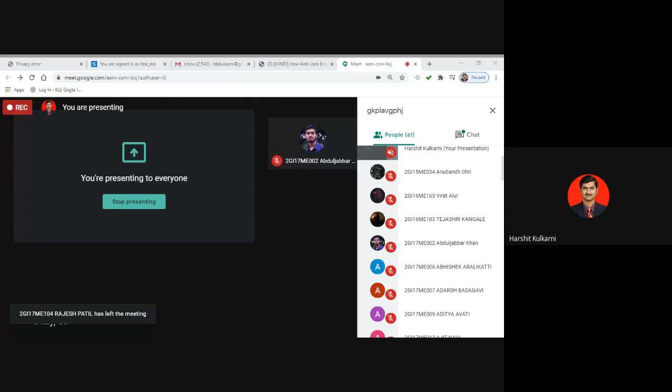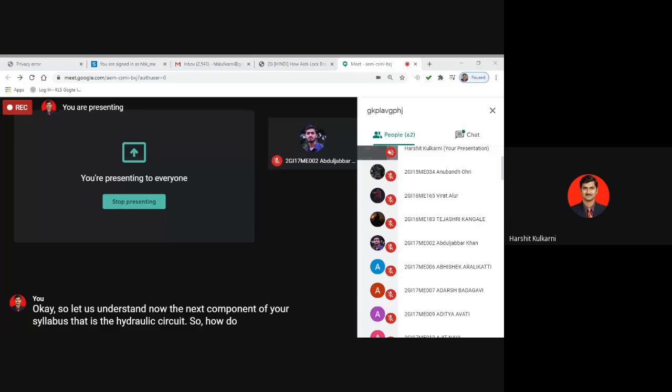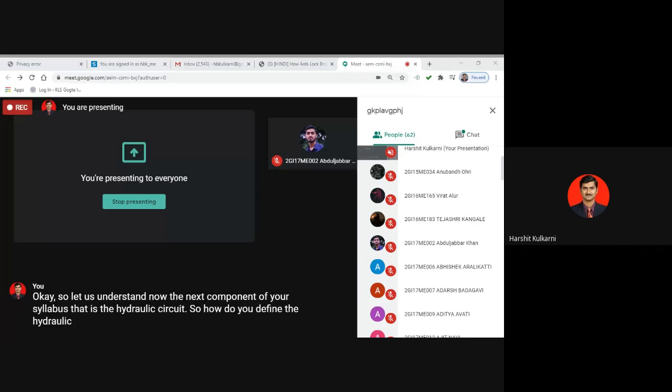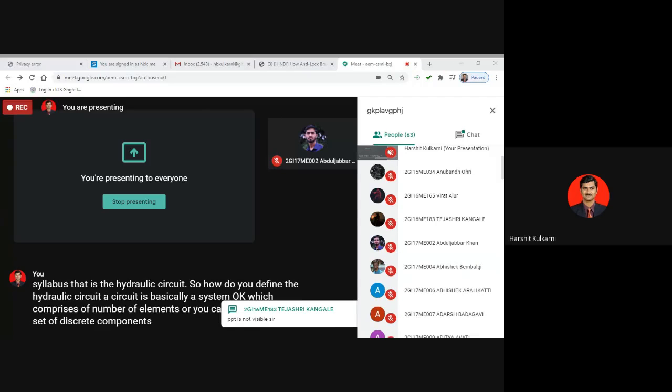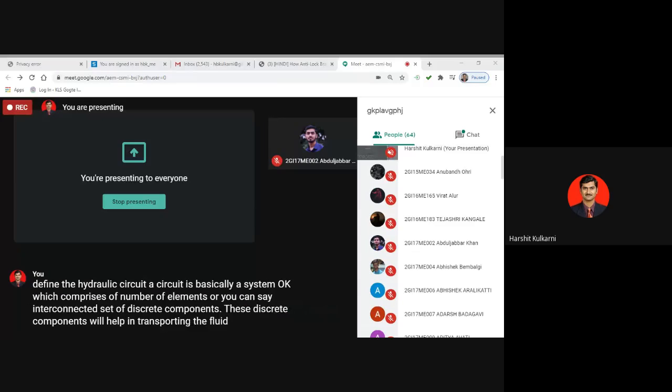Let us understand now the next component of your syllabus, that is a hydraulic circuit. So how do you define a hydraulic circuit? A circuit is basically a system which comprises a number of elements, or you can say an interconnected set of discrete components. These discrete components will help in transporting the fluid from one component to the other. All these individual components together comprise a circuit.